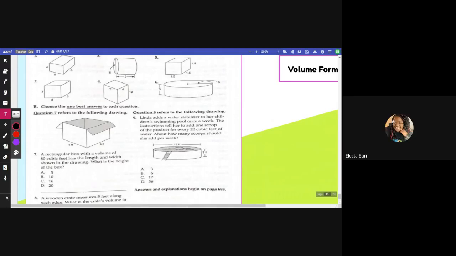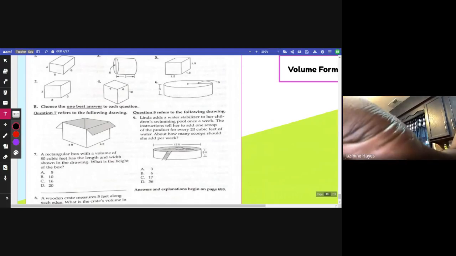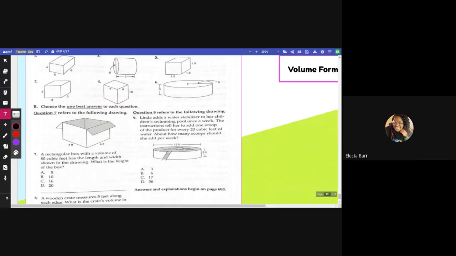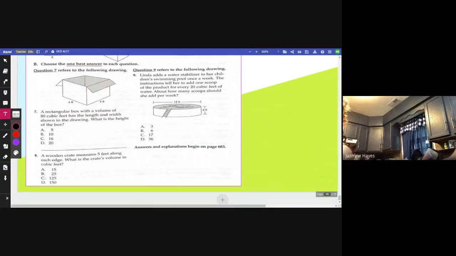Jasmine and Marcus, are y'all still working on the top part? No, we on number 8. Oh shit! I thought I had unmuted. You said you're on number 8. Okay, I'm gonna scroll down just a little bit, y'all. Thank you.